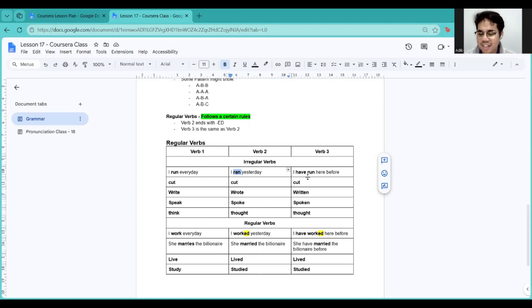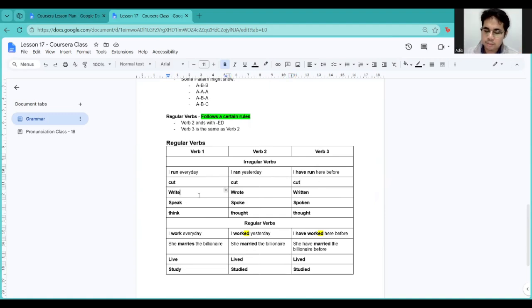And then what happens if you have done it before? If it has happened in the past and it's no longer something that you want to talk about: I have run here before. It changes into the first verb again. Maybe the pattern is always A, B, and A. But no, there are words that do not follow that rule at all. For example, like cut. You use the word cut throughout the first, second, and third verb. So it's cut, cut, and cut. I cut every day. I cut yesterday. I have cut here before, for example, right?